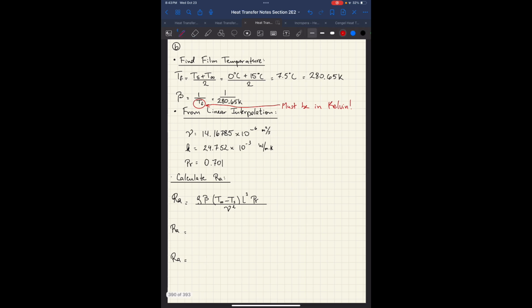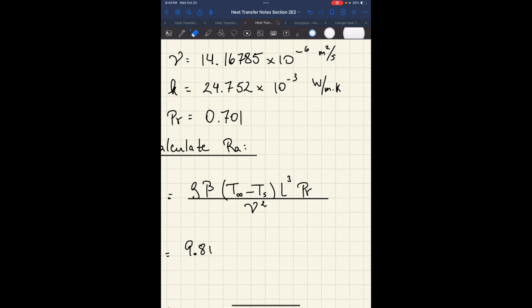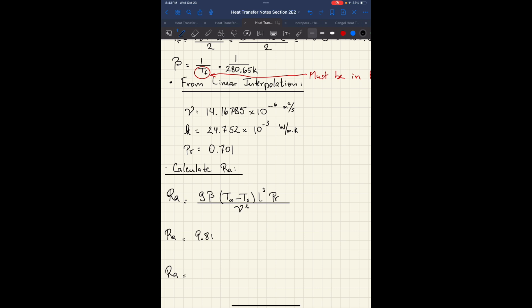So finding the Rayleigh number is just a plug and chug deal at this point. G is your gravitational constant. There was one year where people were misunderstanding G. I don't know. Somehow they thought that this G looked like a rho. So let me draw it again. It is not a rho. It is the gravitational constant G.